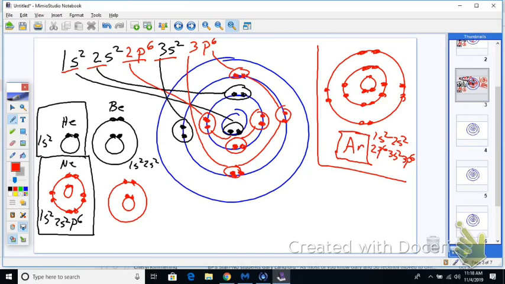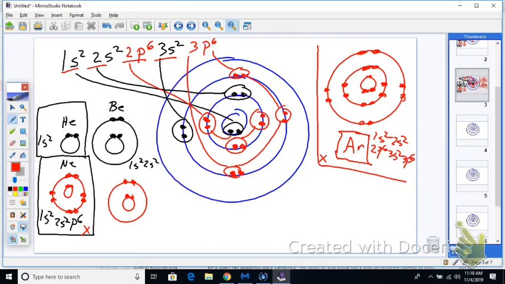What are the similarities between neon and argon then? They're in the same family. Yeah, they both end in 3p6. They both end in p6, that would be one. What else do you see? The 2 levels filled. How many are in the outer level for both of them? 8. They both have 8.